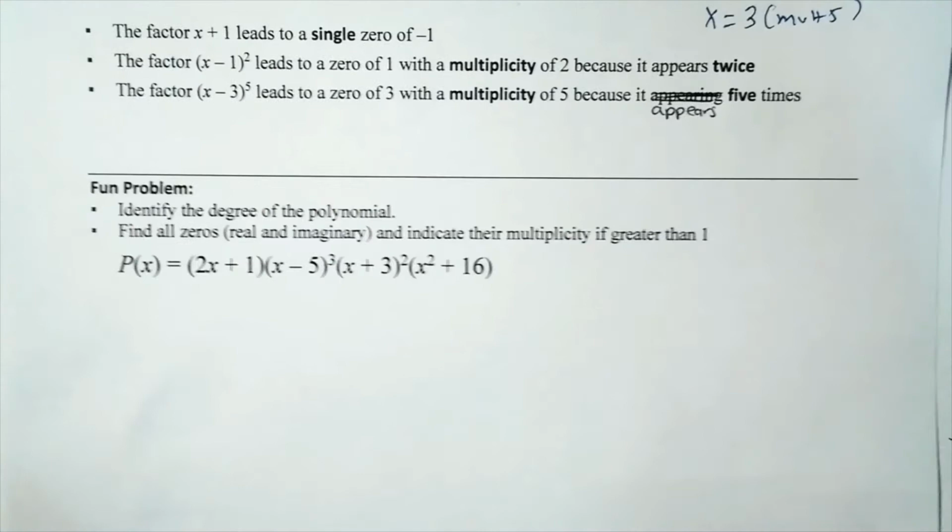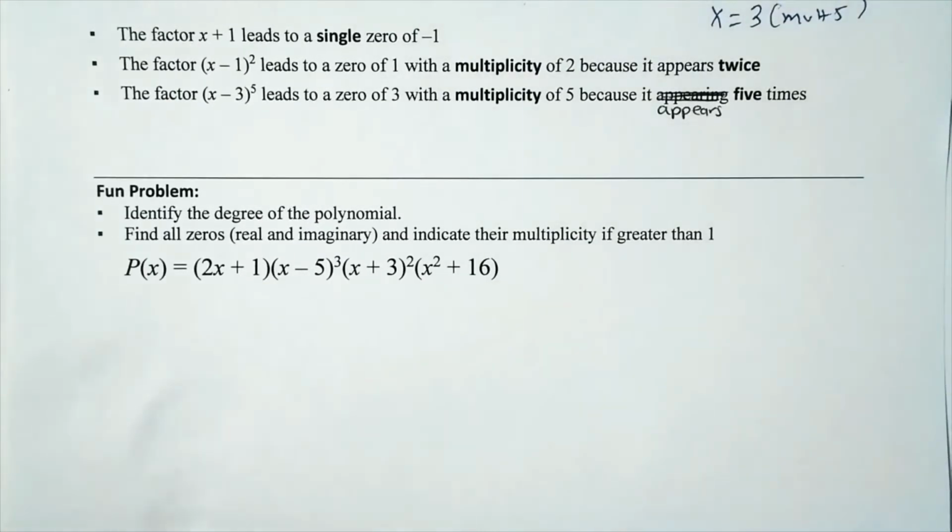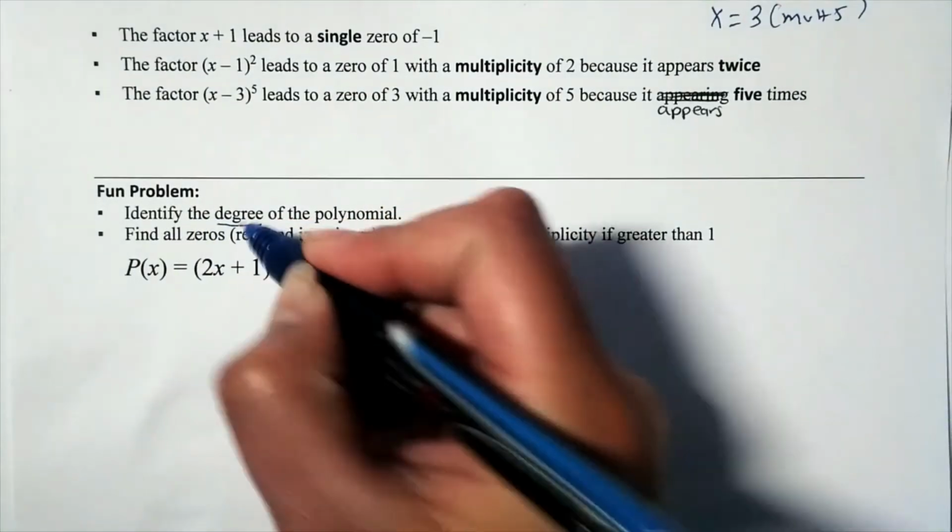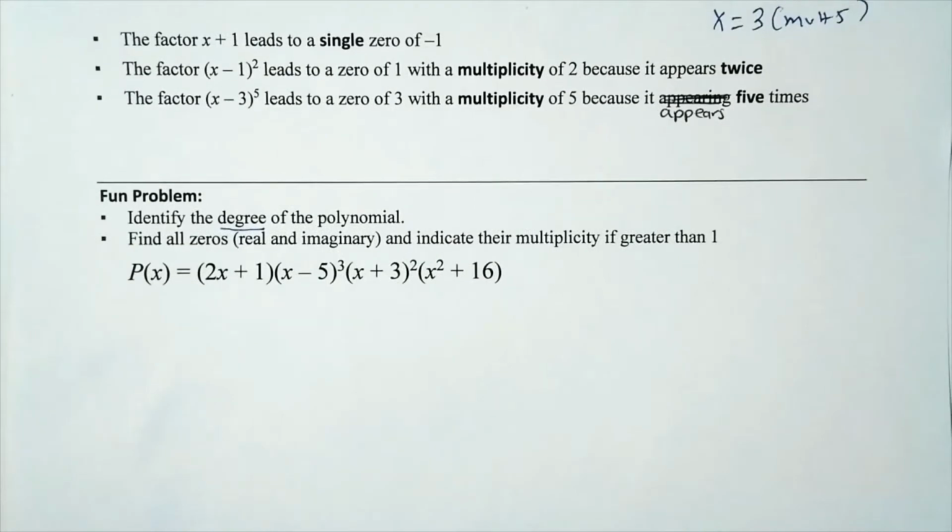Let's go ahead and look at a fun problem which may or may not be on your test. It says identify the degree of the polynomial and then find all zeros, real and imaginary, and indicate their multiplicity if greater than 1. It's really up to you in terms of the degree if you want to answer now or answer later. We're going to answer later with your permission.